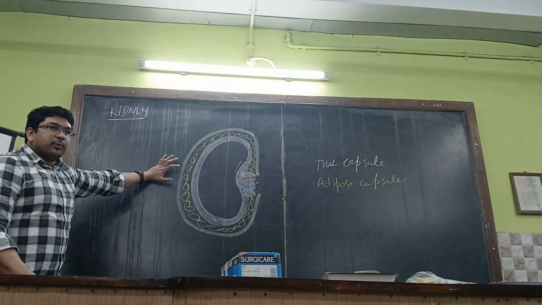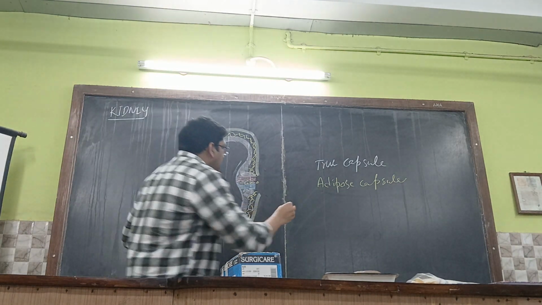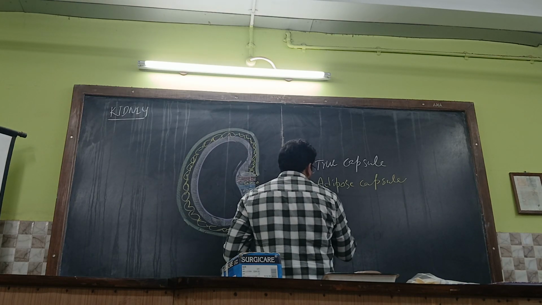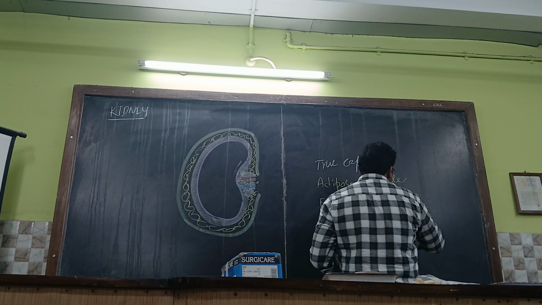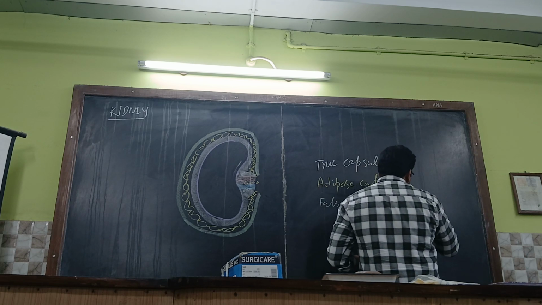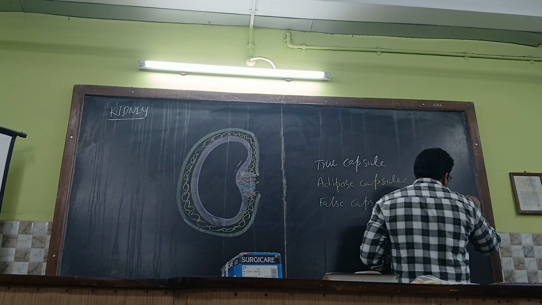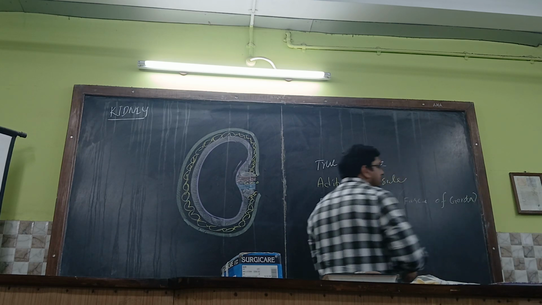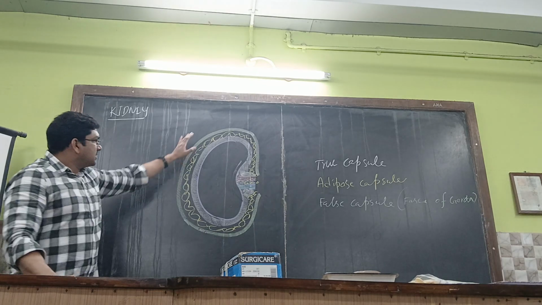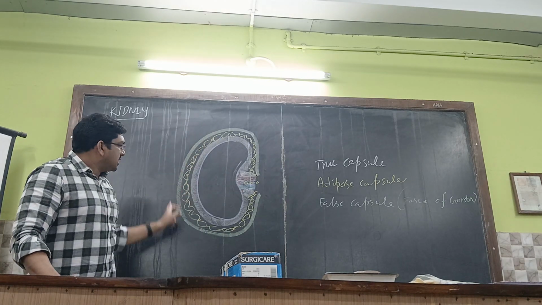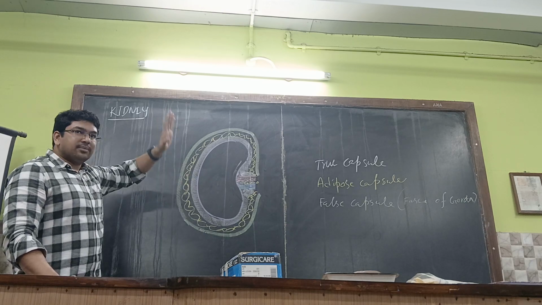So outside the adipose capsule, there is one more fascia called the false capsule, or fascia of Gerota. Standard books say that the anterior layer of this false capsule is termed the fascia of Gerota, and the posterior layer is termed Zuckerkandl's fascia.